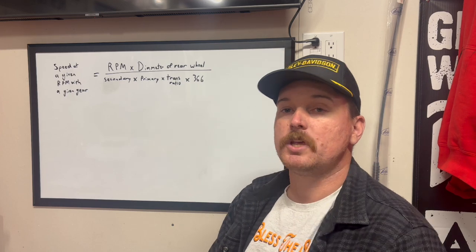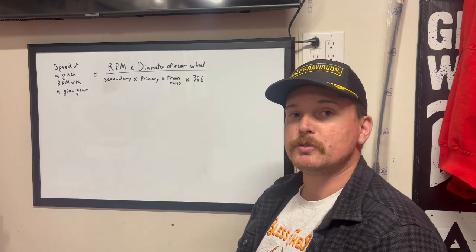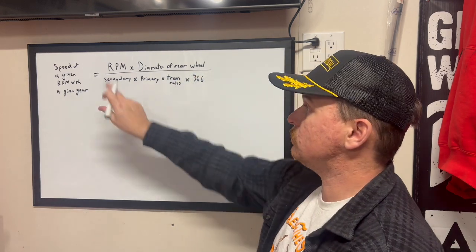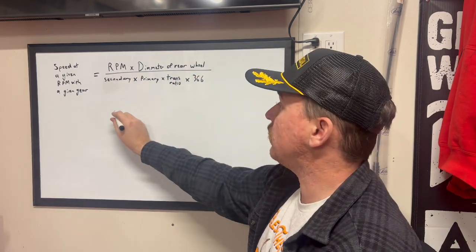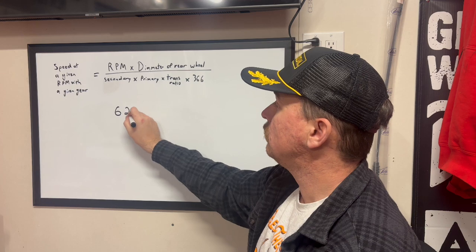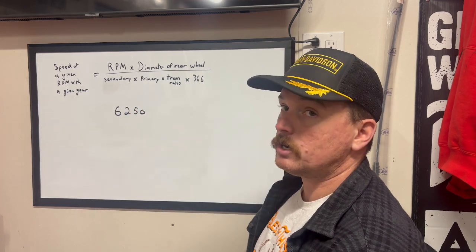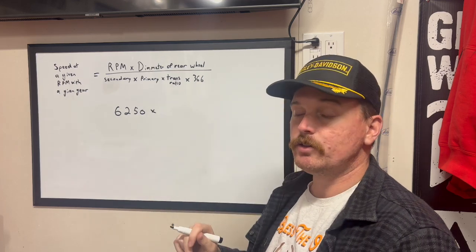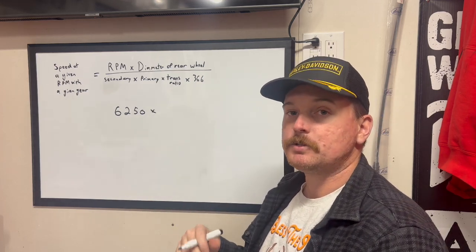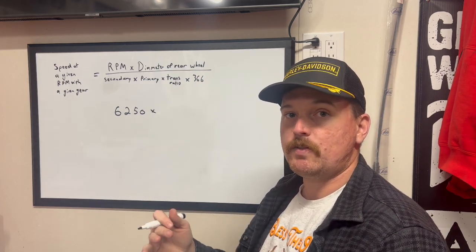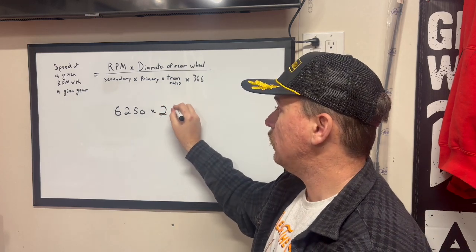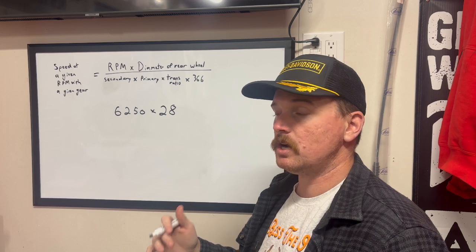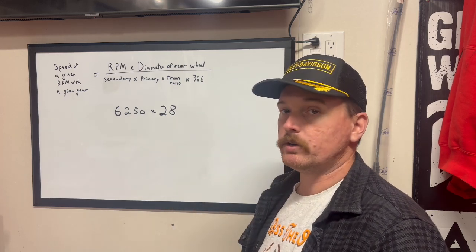First thing I want to do is get as many of these numbers figured out as I can. First up is our RPM, which is 6,250. That's the limiter of my Sportster. The next thing I want is the diameter of the rear wheel. I measured it. It came out to 28 inches. This includes the tire and the wheel itself. It doesn't have to be too exact, just about where it should be. If you're running a 19-inch tire, this is probably about where you're going to be.